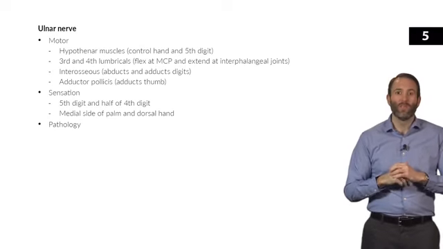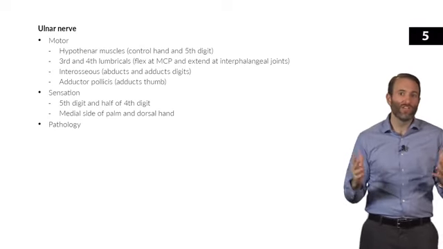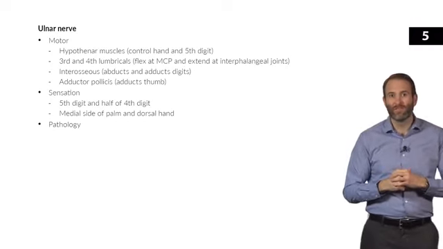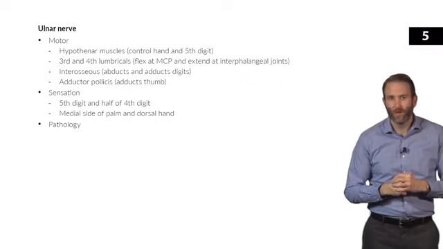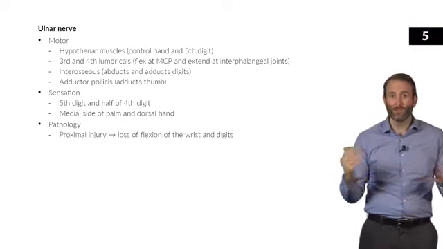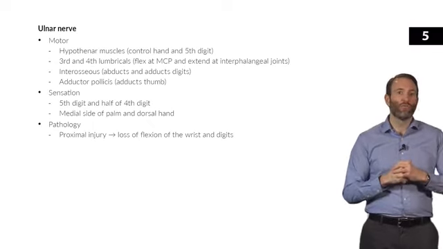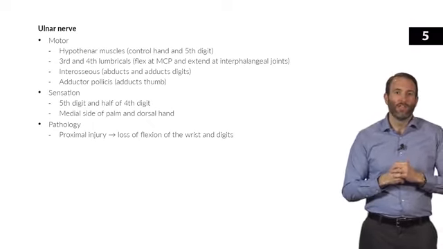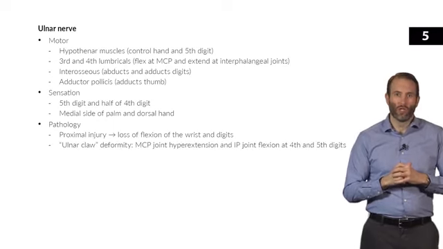Now for pathology. If you know the innervations, then you can reason out the pathology. The flexor carpi ulnaris and the flexor digitorum profundus work to flex the wrist and the fingers. So if you have a more proximal injury, then you get loss of wrist and finger flexion. Distally, with the ulnar nerve injury, we see what's called the ulnar claw.